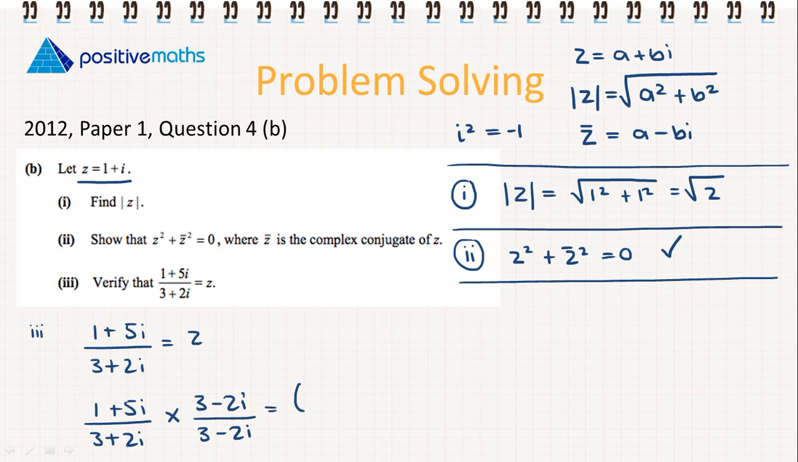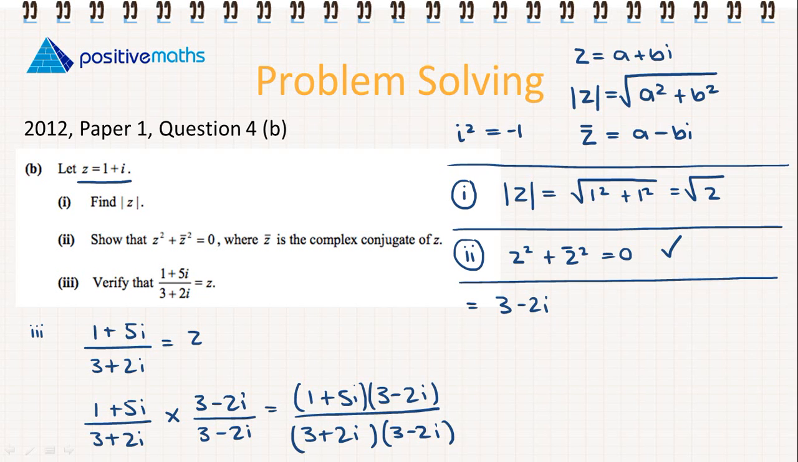So when we multiply that out, we're going to get 1 plus 5i multiplied by 3 minus 2i on the top. And on the bottom, we're going to get 3 plus 2i multiplied by 3 minus 2i. So 1 multiplied by 3 minus 2i is going to give us 3 minus 2i. Plus 5i multiplied by 3 minus 2i is going to give us plus 15i minus 10i squared. On the bottom, we're going to get 3 multiplied by 3 minus 2i, which is 9 minus 6i. Minus 2i multiplied by 3 minus 2i is going to give us plus 6i minus 4i squared.